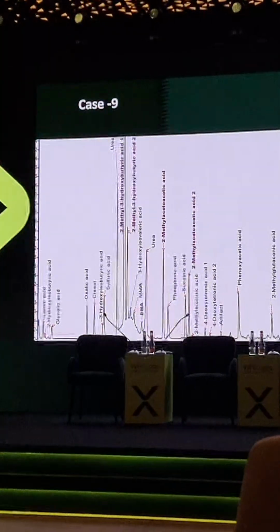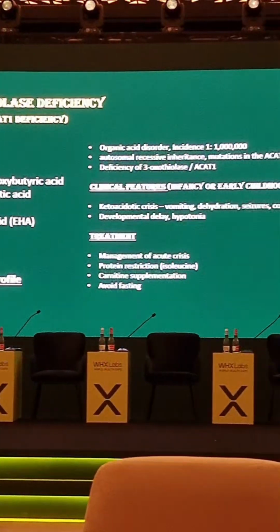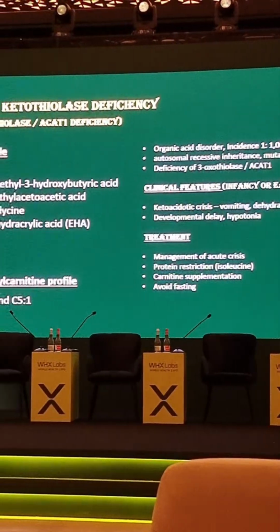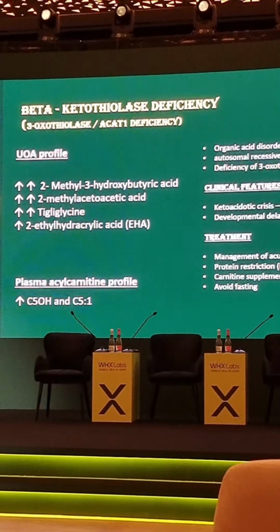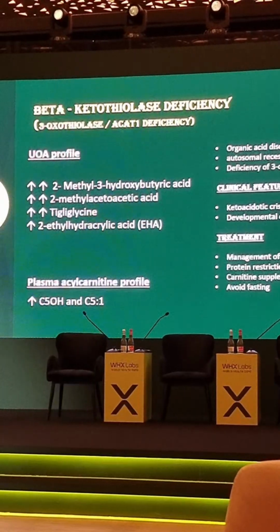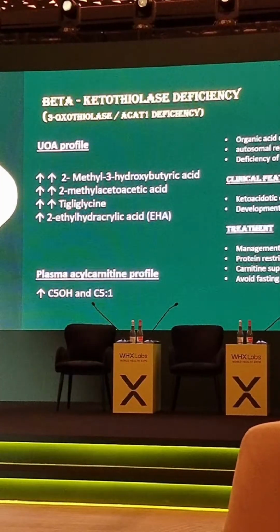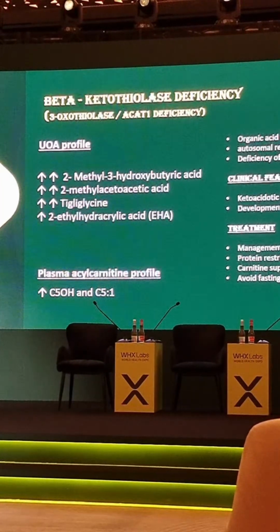Coming to the next case. Here you can see marked elevation of 3-methyl-3-hydroxybutyric acid. Both the peaks are elevated. There's 2-methylacetoacetic acid and also tiglylglycine. So this is a case of beta-ketothiolase deficiency. When we do the plasma acylcarnitine profile, here also you will see a raised C5OH, similar to 3-MCC. So this is one of the differential diagnoses, where the urine organic acid profile helps in the actual diagnosis.